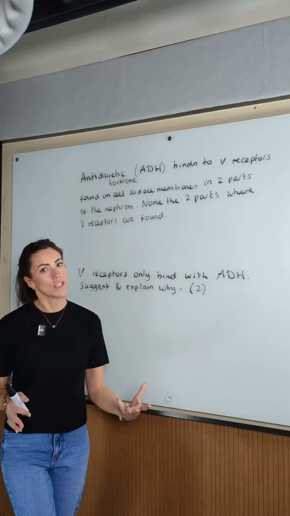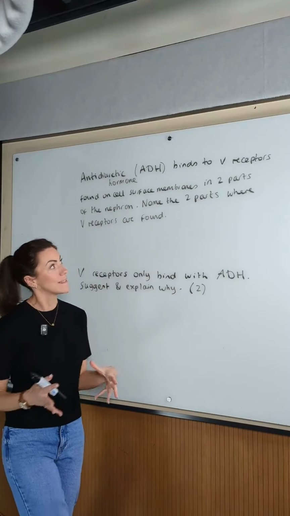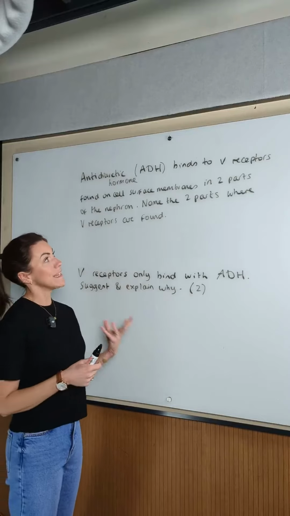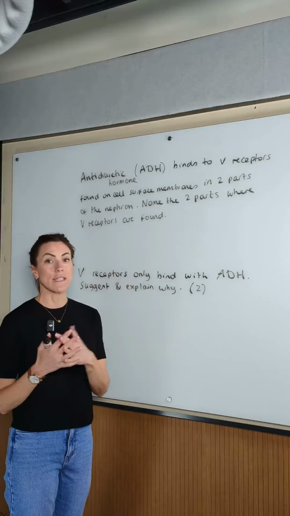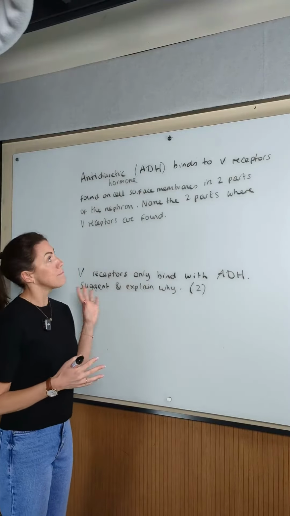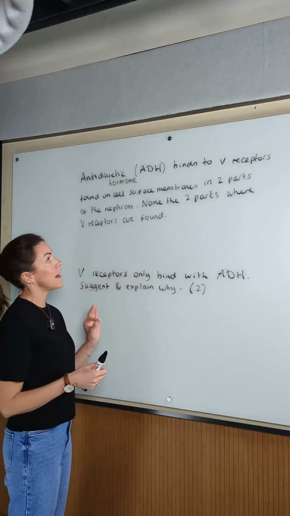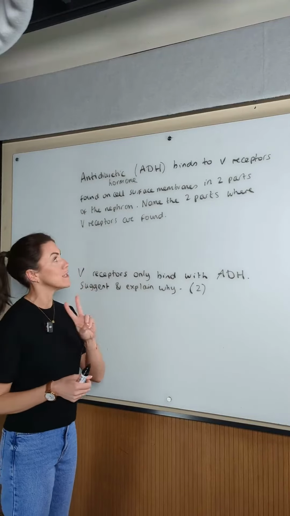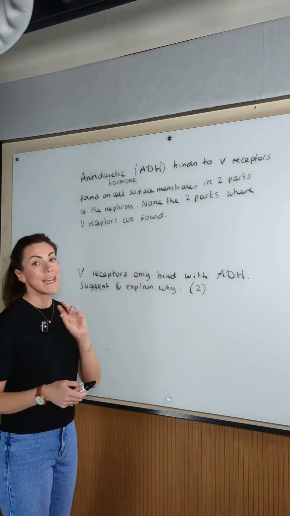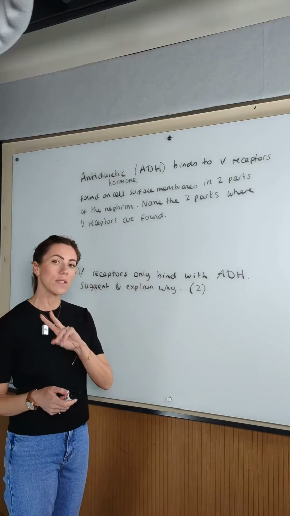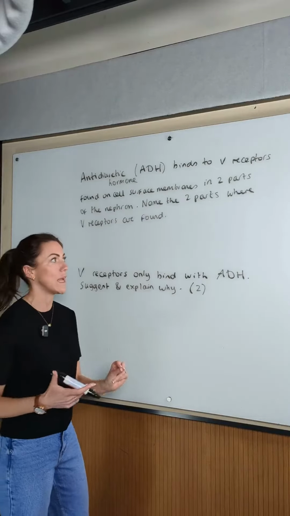So we've got another question on the kidney, as promised. This one is about ADH. So ADH, as you know, stands for antidiuretic hormone. It binds to receptors that are found on cell surface membranes in two parts of the nephron. Can we name the two parts where we would find the receptors for ADH?